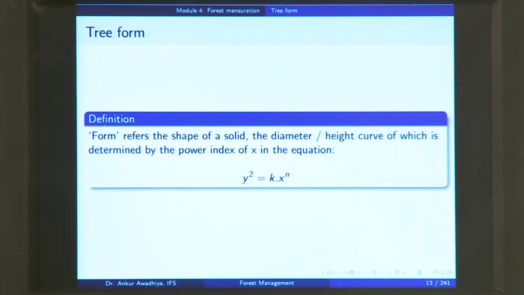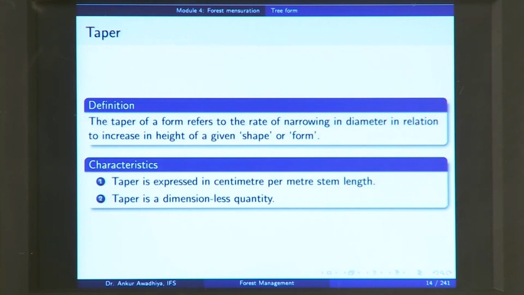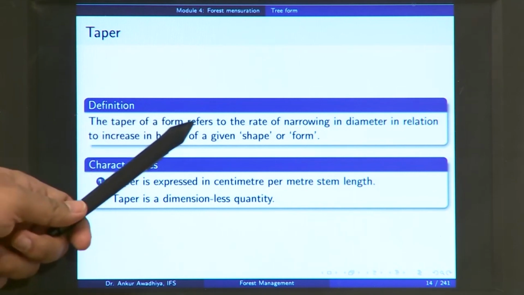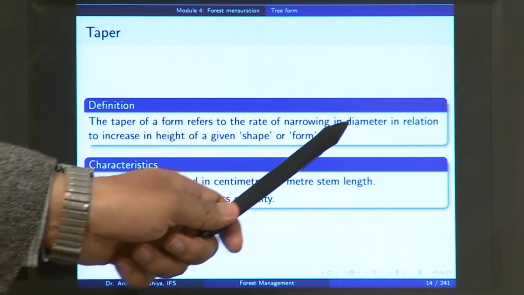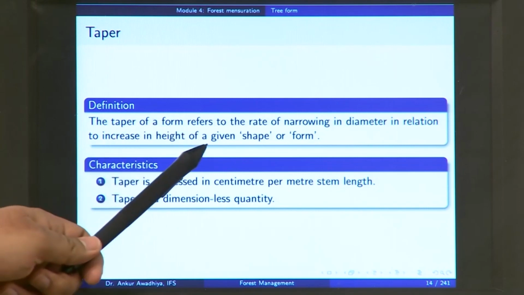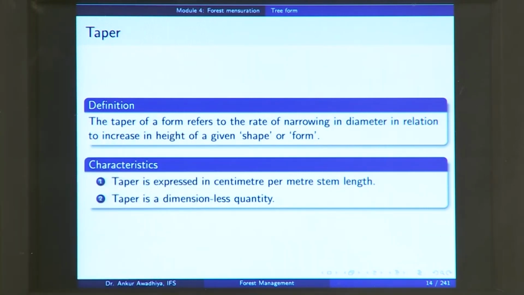Now, we also saw that the diameter of the tree reduces as we go up. Now, this reduction in diameter is known as taper. So, taper of a form refers to the rate of narrowing in diameter in relation to increase in height of a given shape or form. So, for any shape or form, the change in diameter divided by the change in the height is referred to as the taper. It is expressed in centimeters per meter of stem length and it is a dimensionless quantity.